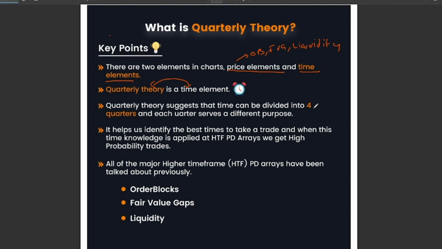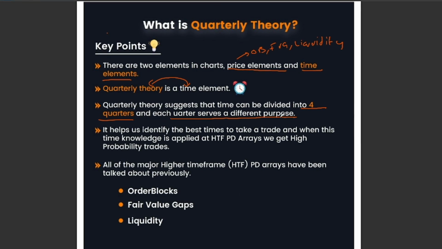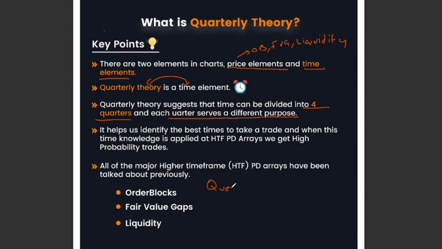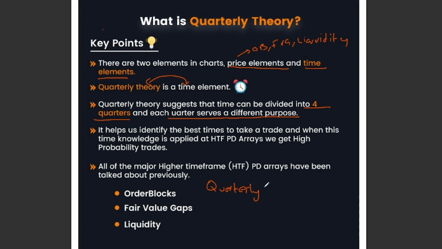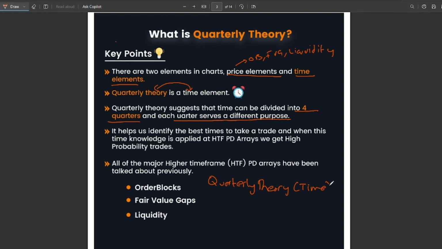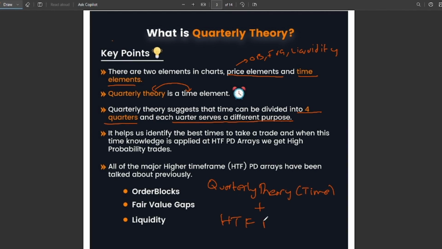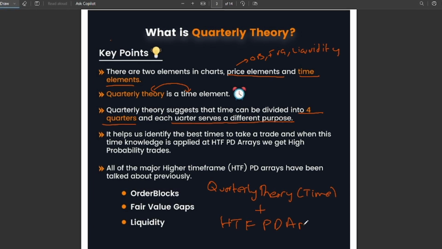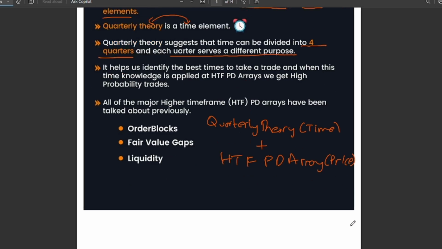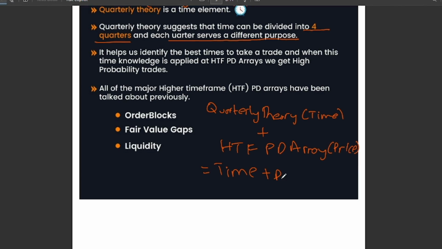Okay. So now let's come on to how do we use quarterly theory and what does it actually mean. Quarterly theory suggests that there are 4 quarters in time, and each quarter serves a different purpose. So you have this quarterly theory as your time element. Now if you combine this with higher time frame PD arrays, which is your what? Price element. You are basically combining time and price in a very effective way. So this is basically why quarterly theory is used.